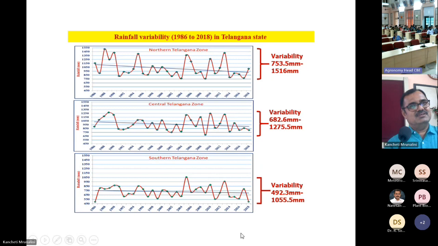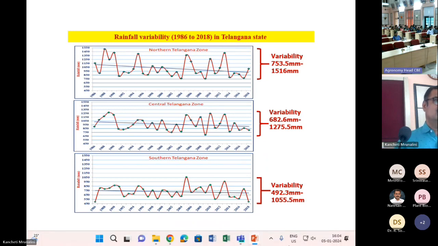This year in Northern Telangana, we have plenty of rainfall. But in Southern Telangana, no rainfall. It's a drought kind of situation within the state. So one part of the state is experiencing good rainfall, and the other part is experiencing drought. That is the kind of situation. So according to the region, soils, and climate, as crop production scientists, we have to plan the programs.